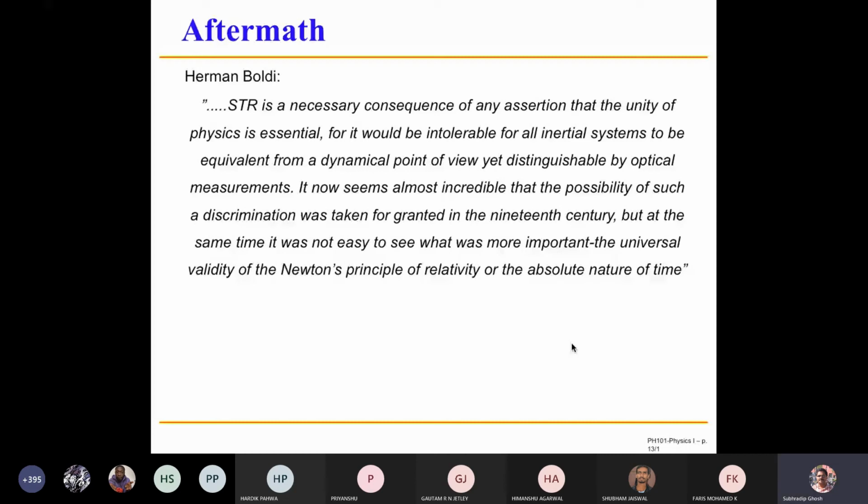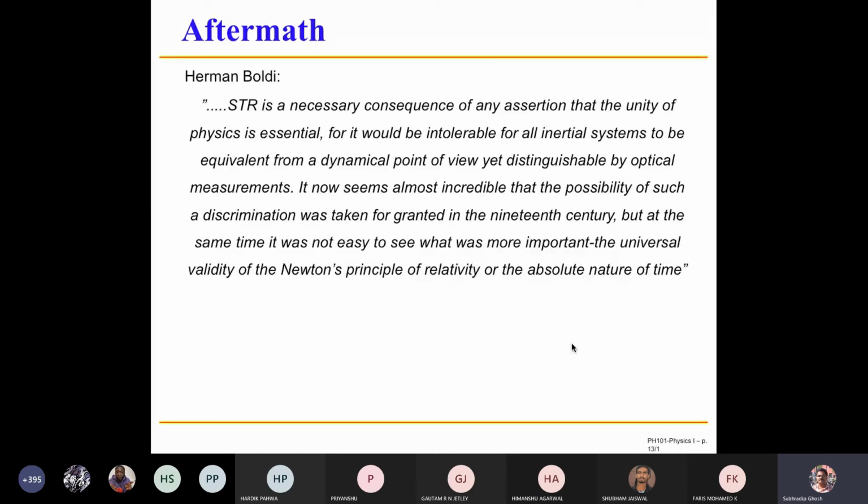So therefore, one has to have a unified structure of physics, a unity of physics. The optical experiments and mechanical experiments and whatever experiments you do, they should not be distinguishable depending upon the reference frame. So the special theory of relativity was a necessary consequence of this search for unity in the physical world.